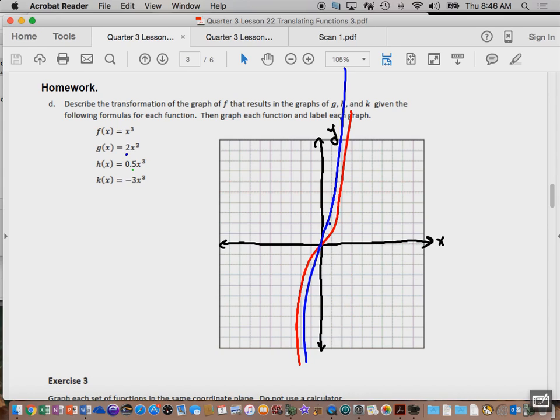Makes it 0.5 times 1. Yeah, it's going to make it not grow as fast. It's going to grow slower. So there it is. Again, it's quick sketches. You don't have to be exact here.